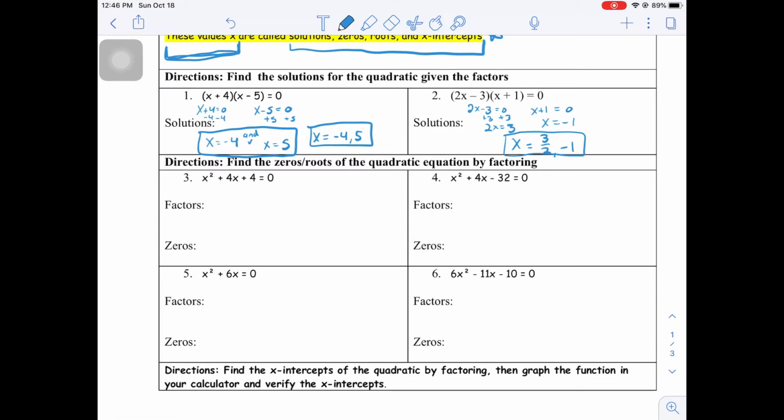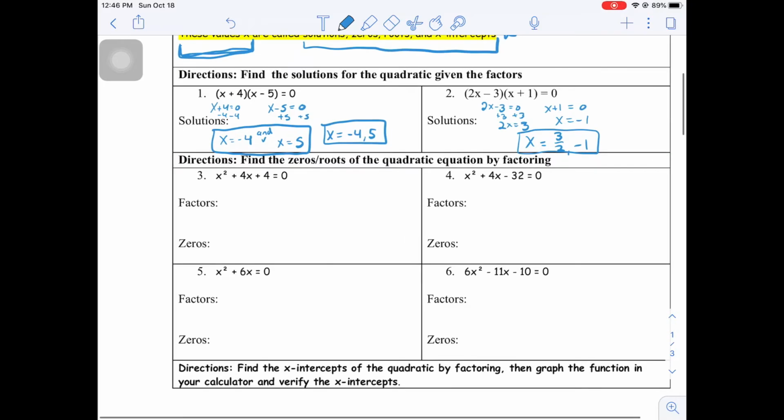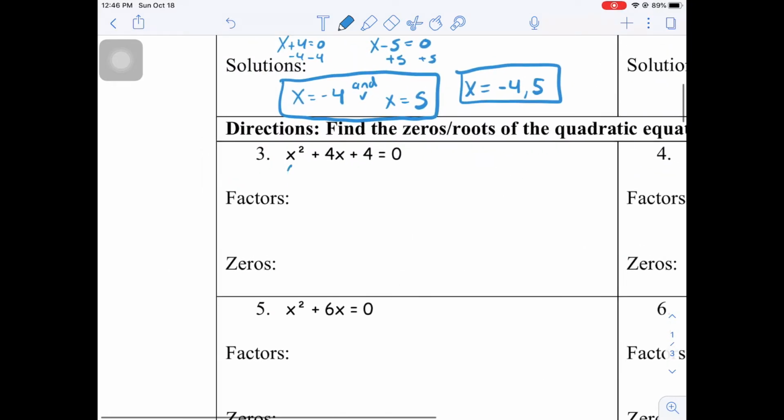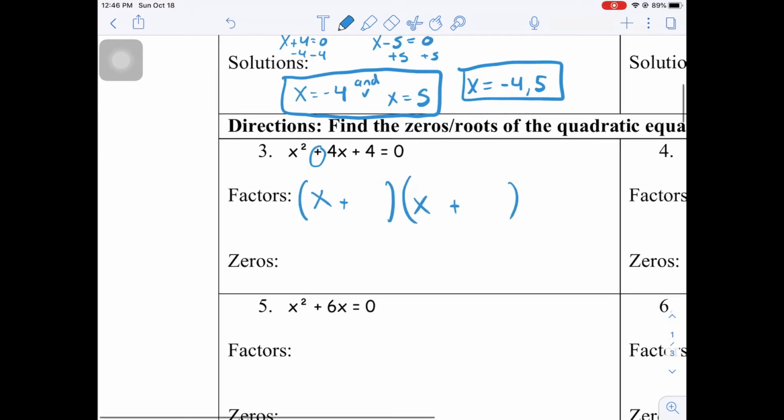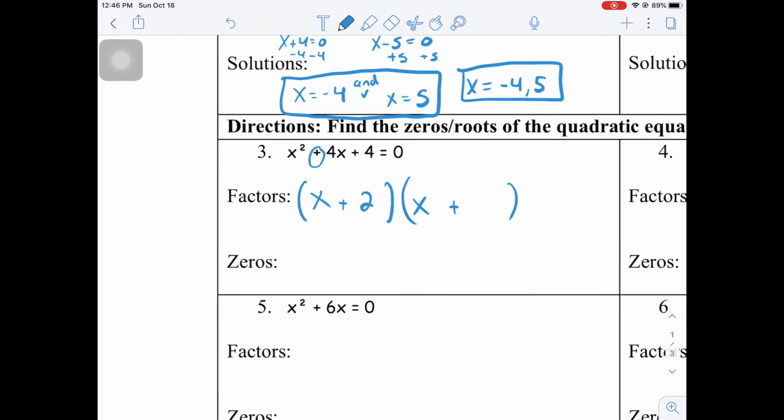All right, so the next one says find the zeros or roots of the quadratic equation by factoring. So the first thing we need to do is factor. So in this case, just put the factors right here. It's an a value of 1, so it's just both x in the first two. Plus on the end tells us that they're matching. Plus in the middle tells us that they're both plus. In this case, it would be 2 and 2.